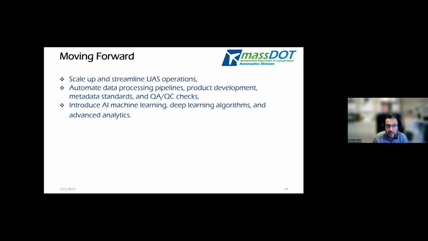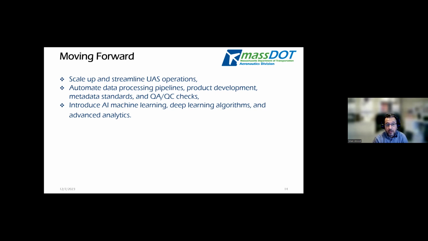Moving forward for the MassDOT Aeronautics team, we would like to scale up and streamline our UAS operation. We're trying to implement automation wherever we can in our pipelines and our development environment, and we're trying to maintain the same quality control, quality checks that we have to make sure that all the products that we push to our dissemination platform are of high quality.